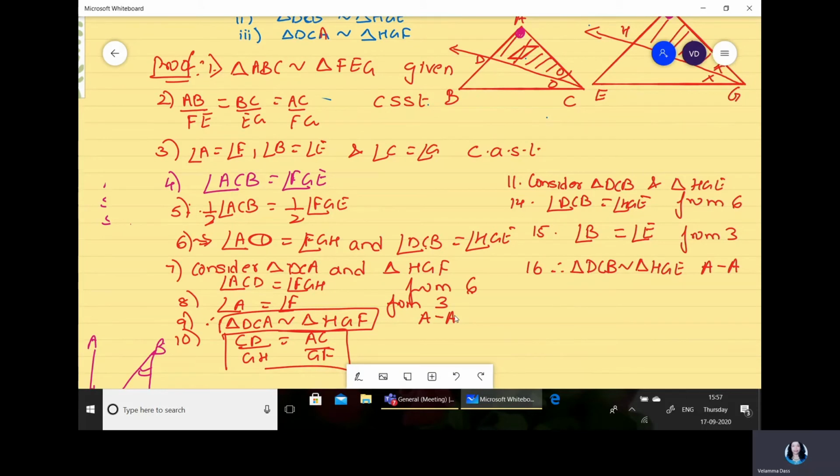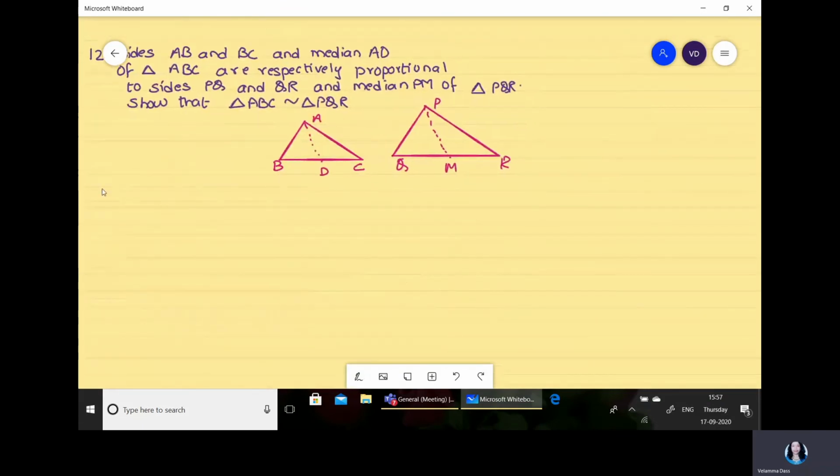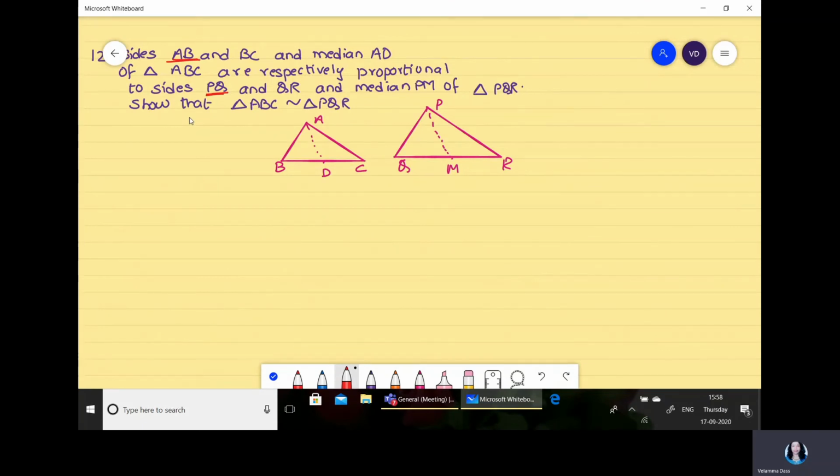The next sum is question number 12. It says that sides AB, BC and median AD of triangle ABC are proportional. The word proportion itself says that the ratios are equal. When we compare, it is always the first letter with the first letter. So AB is proportional to PQ, BC is proportional to QR, and median AD is proportional to PM. They are asking us to show triangle ABC is similar to triangle PQR.